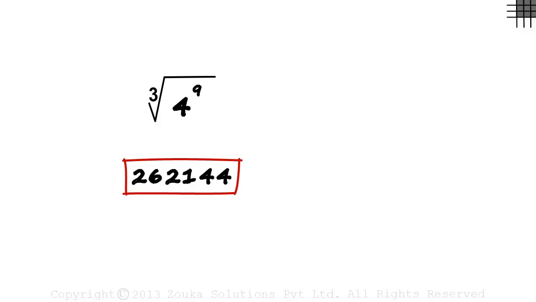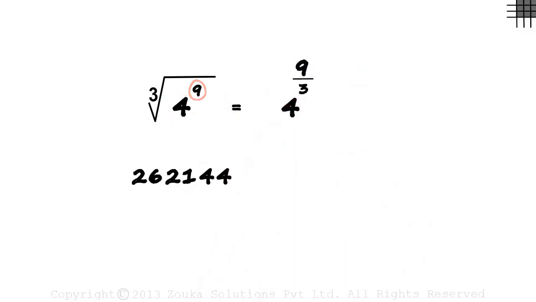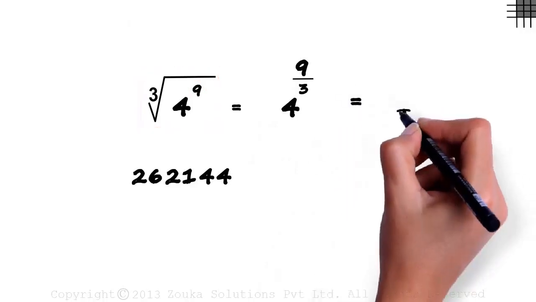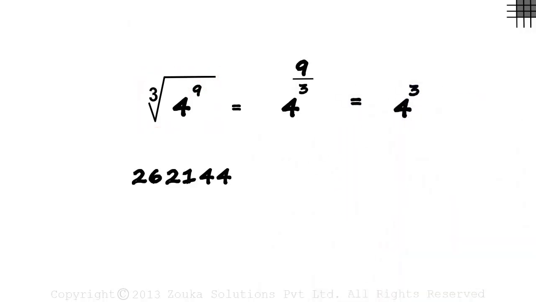But using our technique, all we need to do is keep the base same and divide the exponent by 3. Here the base is 4. Hence we write a 4 here. And divide 9 by 3. Hence we get the cube root of 4 raised to 9 as 4 raised to 3.